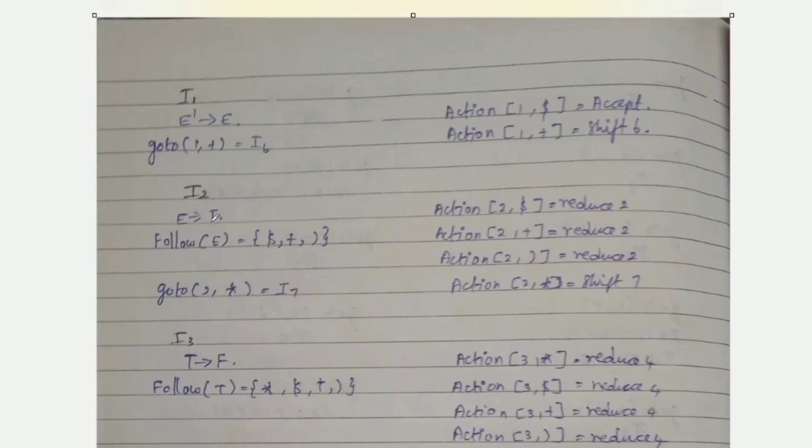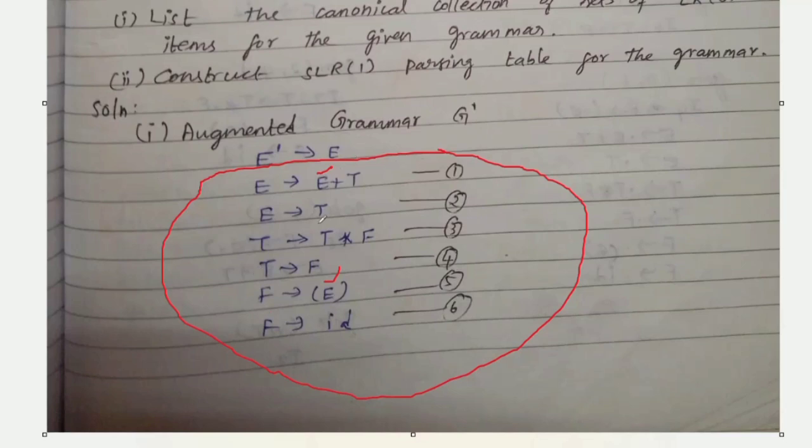E tends to T dot is a final item. We use follow set to decide in which column reduction should be applied. If it is a final item, you should take the follow position of E. When you find the follow position, the first production always starts with the dollar symbol. Write dollar here.